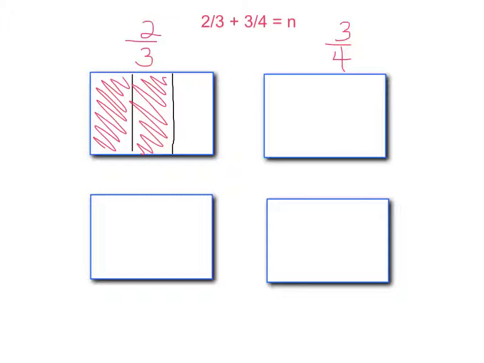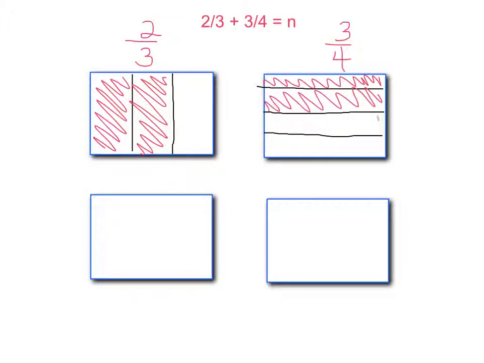Alright, I'm moving over to my other rectangle, and this one going horizontally, side to side, or across will be 3 out of 4. So if I need 4 spaces, I need to draw 3 lines. There's 1, 2, 3. And I want to shade in 3 out of 4. So there's 1, there's 2, and there's 3.